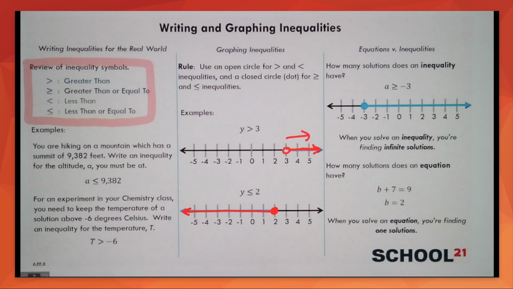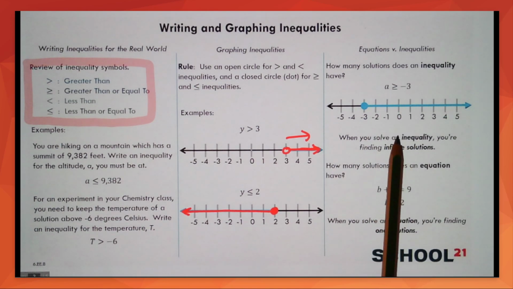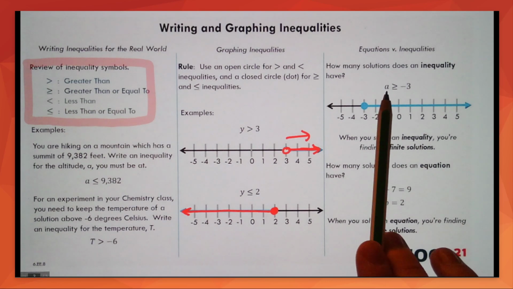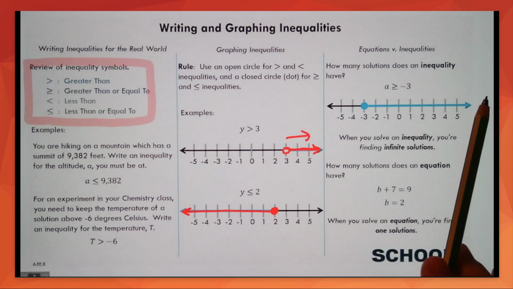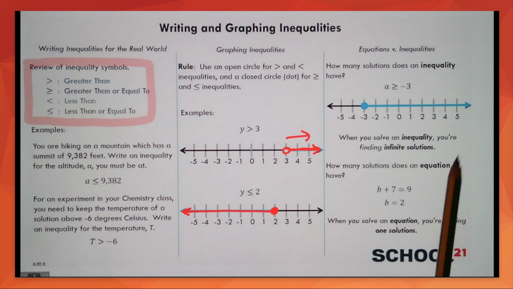So there's an infinite number of solutions that could satisfy this, okay? Because if I plug in 0 for this, 0 is greater than -3. 1 is greater than -3. 2 is greater than -3. So that is the difference between an inequality and an equation.